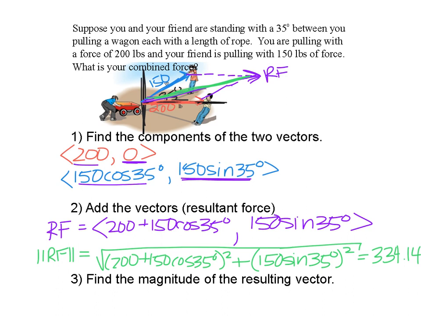334.14 if you round. And now this has a meaning. We're pulling with a force in terms of pounds. So this is 334.14 lbs or pounds.